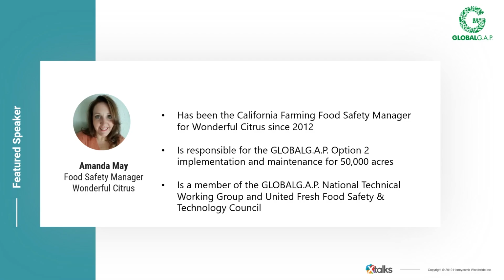And our final speaker for today's webinar is Amanda May. Amanda has been the California Farming Food Safety Manager for Wonderful Citrus since 2012. She is responsible for the Global Gap Option 2 implementation and maintenance for 50,000 acres. Her work also includes supplier compliance with FSMA Sanitary Transportation Rule, FSVP, and Produce Safety Rule. Amanda is a member of the Global Gap National Technical Working Group and United Fresh Food Safety and Technology Council. She's an alumnus of California State University, San Luis Obispo, with a BS in agribusiness.